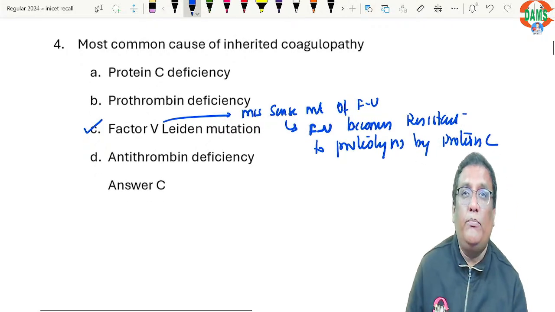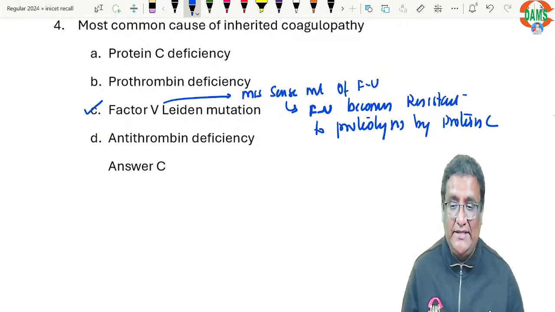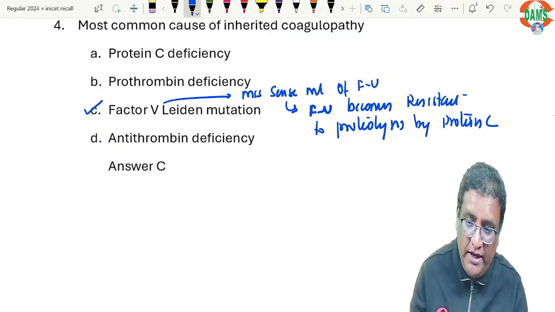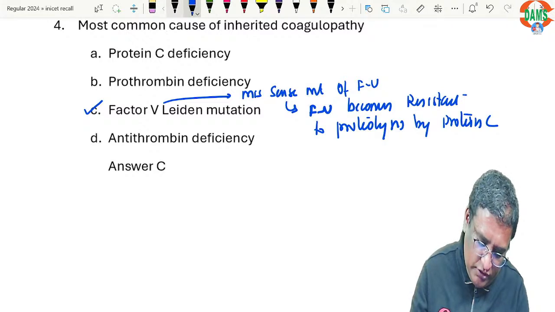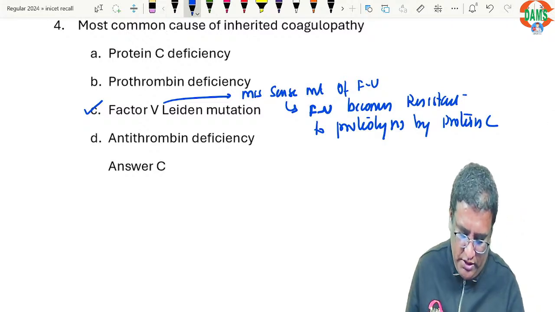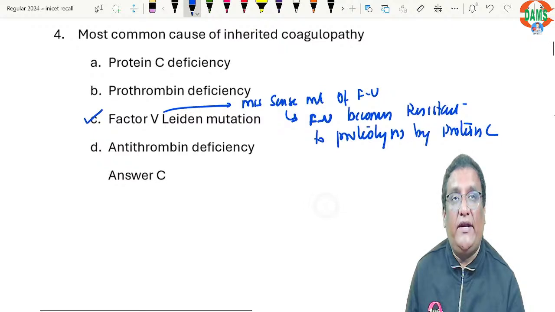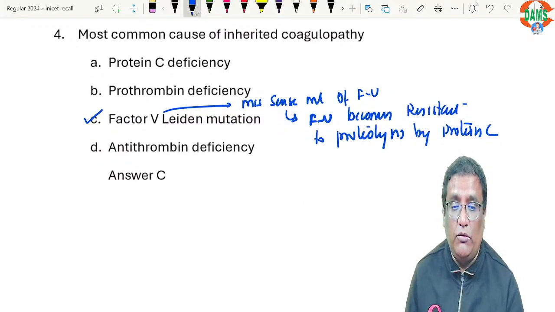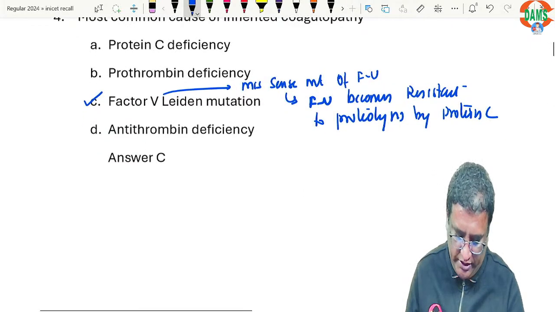Normally your protein C should have been lysing your factor 5, and now there will be no lysis happening. That is the pathogenesis of factor 5 Leiden mutation, which will present with thrombosis. So the answer was C.